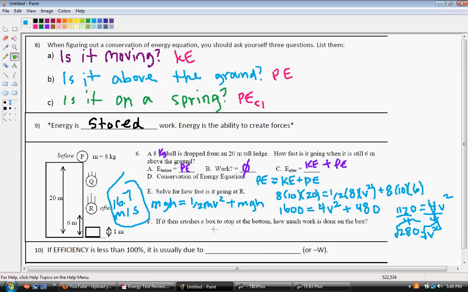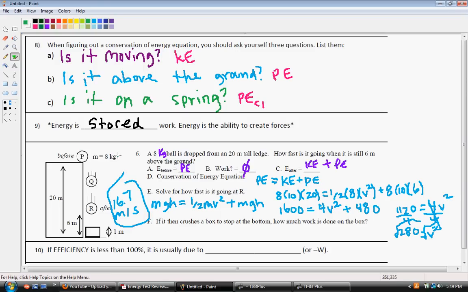Okay. If it then crushes the box to stop at the bottom, how much work is done on the box? Well, the work that has to be done to the box would be equal to the kinetic energy that it had right before it hit the box. Because work is how we add or subtract energy from a system. So if the object stops, all that kinetic energy goes into that work. The kinetic energy at the bottom is equal to the potential energy at the top, which is equal to the work that we would have to do to take all that kinetic energy away.